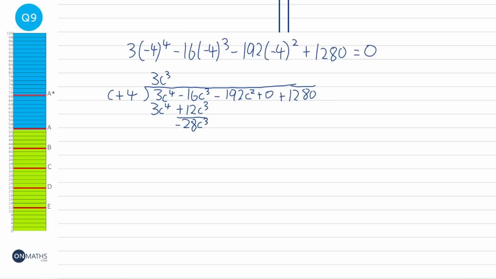Going to then do the same thing as we did before. So get this and divide it by this. So that would be minus 28c squared. And then we're going to times that by c and the 4. So that will be minus 28c cubed.